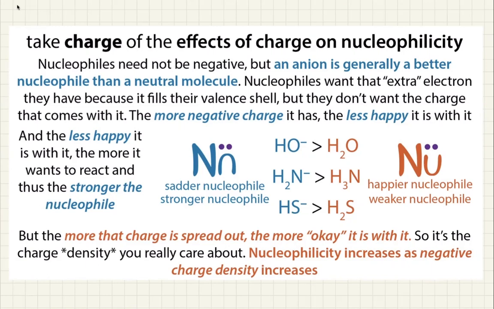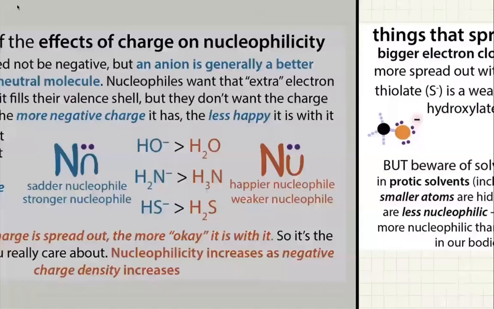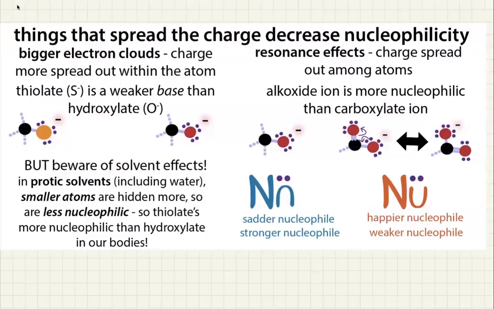But it's not just the charge that matters, it's actually the charge density. If that charge is spread out, then that's going to be better tolerated than if that charge is really concentrated. So the more concentrated the charge, the more it's going to want to act as a nucleophile, and the more reactive it's going to be as a nucleophile. So if you spread out that charge, now you're going to decrease the nucleophilicity.